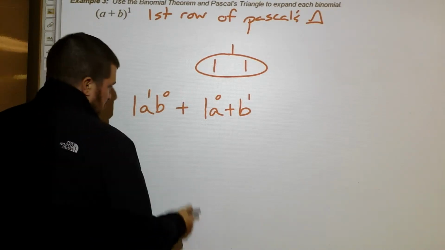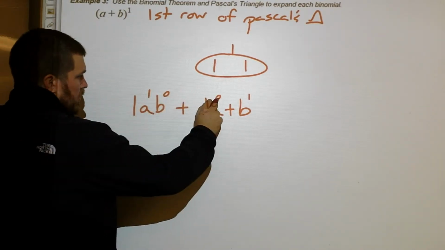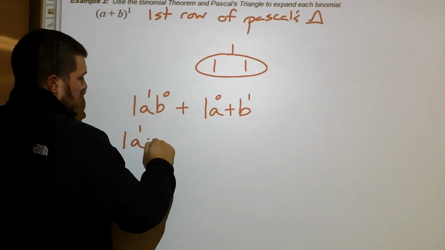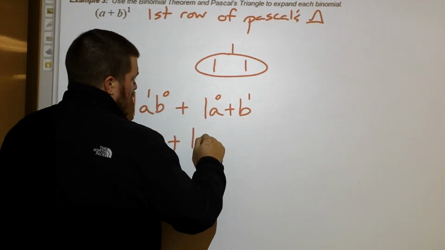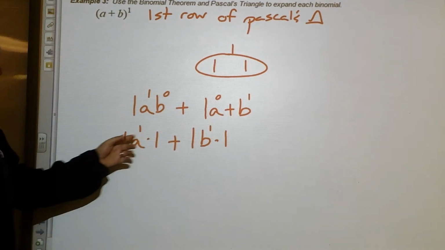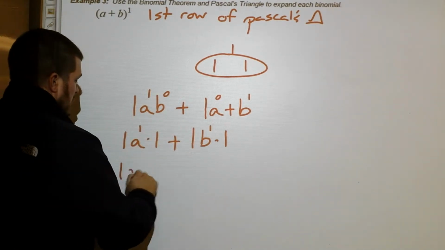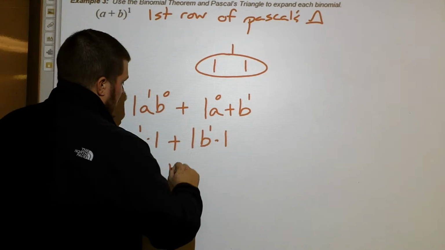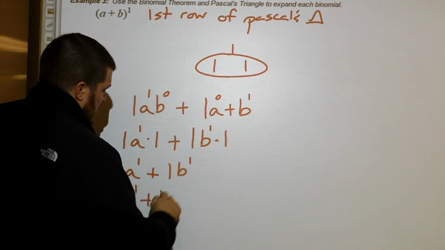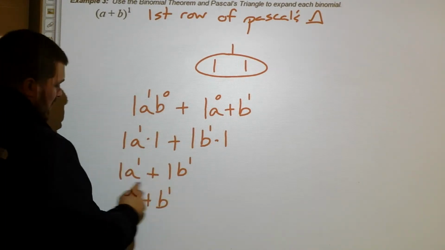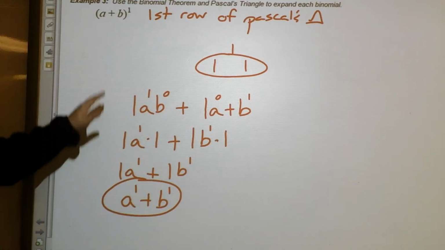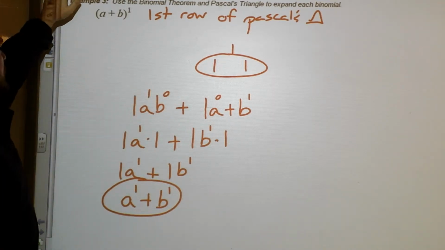Now I can clean this up as much as I want to. Anything to the 0 power is 1. So I have 1a to the first times 1 plus 1b to the first times 1. Well, 1 times 1 is just 1. So 1a to the first plus 1b to the first. And again, clean this up. So I have a to the first plus b to the first. I've cleaned it up as much as I can. So this is my final answer. Okay, not too bad. Let's move on to another example.